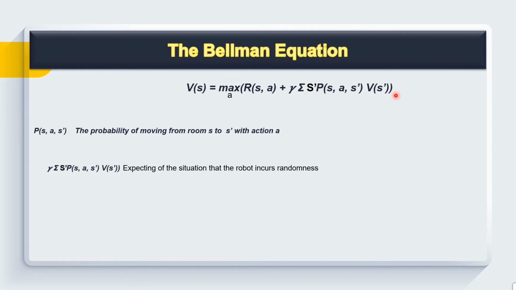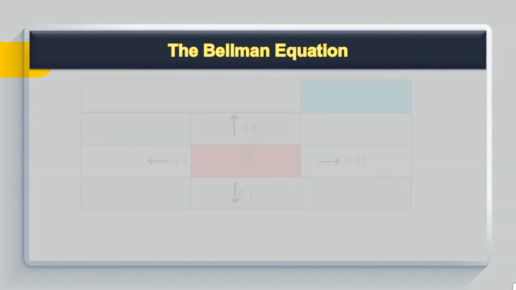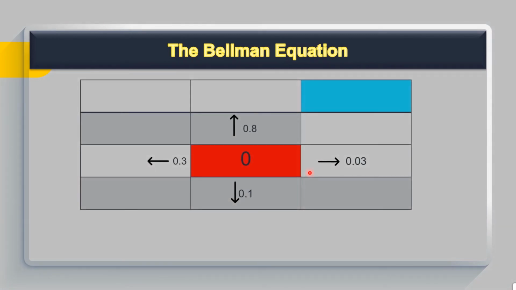Now the P(s, a, s') is the probability of moving from room s to s' with the action a, and the summation here is the expectation of the randomness the robot incurs. Now let's take a look at this example here. When we associate the probabilities to each of these turns, we essentially mean that there is an 80% chance that the robot will take the upper turn.